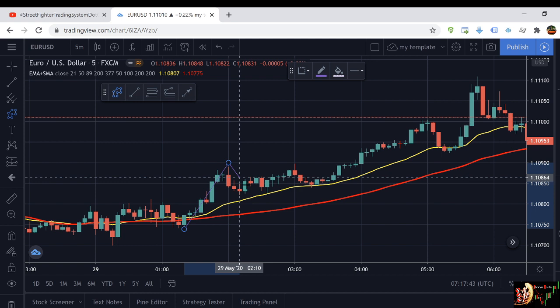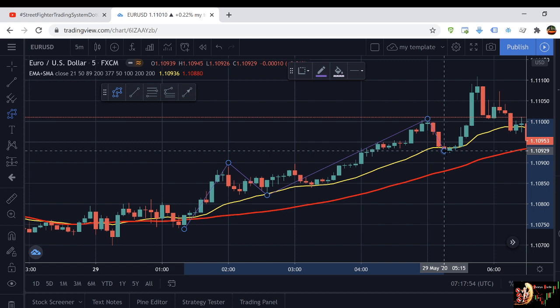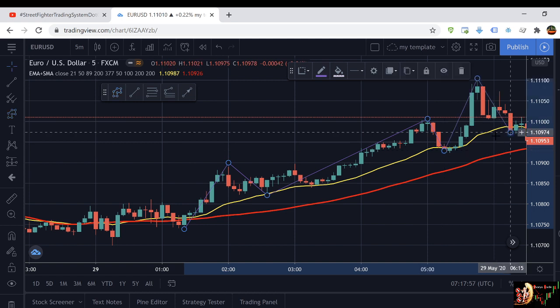retrace to the 21. Then here it's not an impulse because it's lower than this. We need to go over here. Second impulse, second retrace, third impulse, third retrace. Okay, so now that you have spotted those points, let's see if you could have taken them.